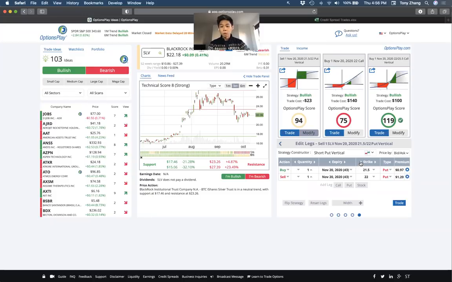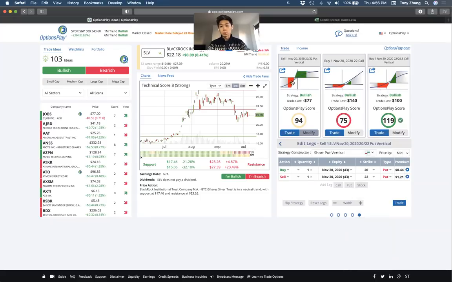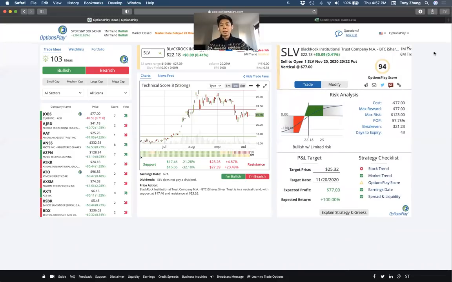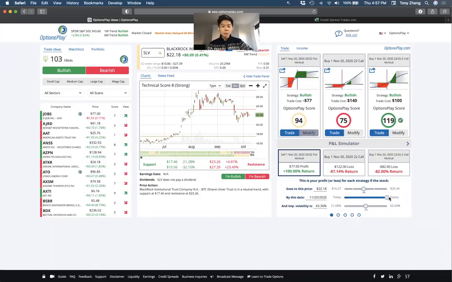And what we were looking for is to sell the 22 and buy back the 20 put credit spread. As you can see, the midpoint here is still 77 cents. So I'm still able to execute this trade at the price from about a couple of hours ago. And this allows me to utilize the OptionsPlay tool to see what happens and how much premium I potentially collect if SLV starts to move higher between now and expiration. So if it moves up to, let's say, 23, how much can I potentially make by, let's say, Halloween?